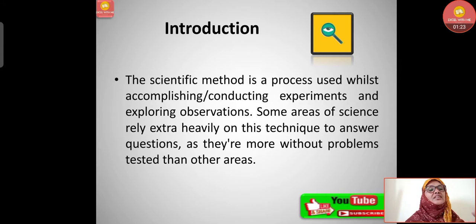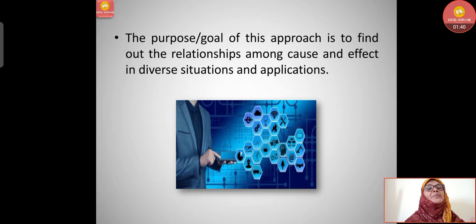So many areas are there to be learnt about. So they focus heavily on this to answer the unsolved questions. Whatever problems are there, through research only we can solve the problems. The purpose or goal of this approach is to find out the relationships between cause and effect in diverse situations and applications. Why do we do this research, the scientific method? What is the purpose of this approach? That is to find out the relationship. I will also explain this with an example in further slides.